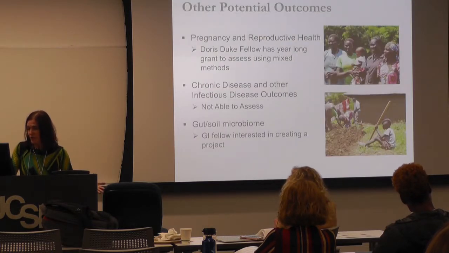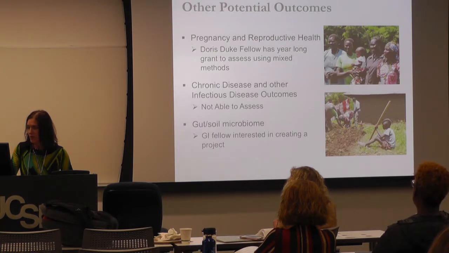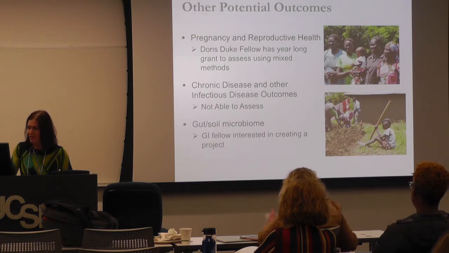And we believe this intervention may impact other outcomes. For instance, we have a Doris Duke Fellow now looking at the impacts, using mixed methods, on pregnancy and reproductive health among the adults. We believe this can impact other chronic disease targets and infectious disease outcomes, although we're not currently looking at this. And we even have a GI fellow interested in creating a project looking at changes in gut and soil microbiome.